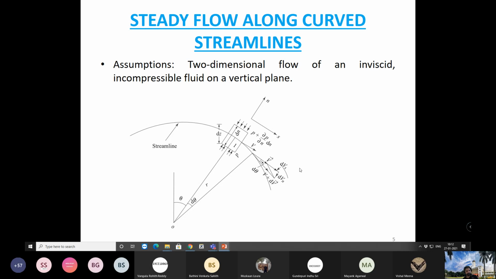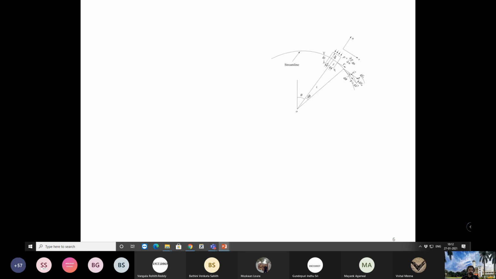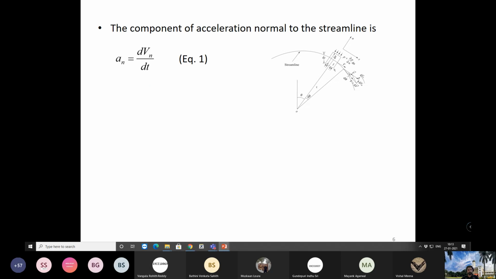All right. And this is dVs, the incremental velocity in the S direction. S means the velocity tangential to the direction. All right. And our point of interest is point 1, as I told you before. So drawing the same diagram here for the sake of convenience so that we can verify.